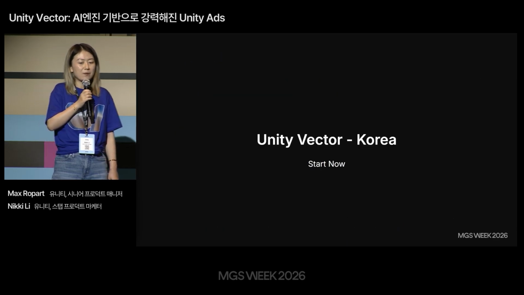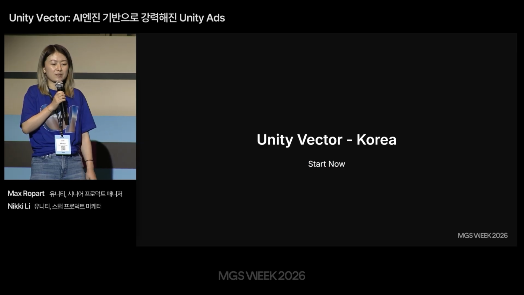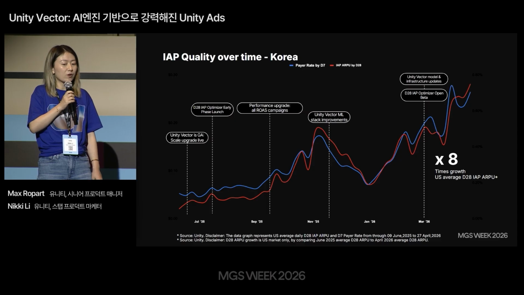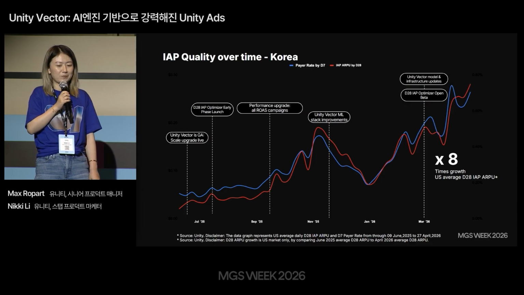Okay, let's take a look at the impact on Korean local games. The IAP quality has an even more impressive growth compared to the network level. The Korea market showed consistent growth in IAP payer rate and ARPU throughout the 2025 vector releases connected to the milestones. With the help of vector, the quality of users in terms of IAP D28 ARPU in the US is impressively 8 times higher than before.